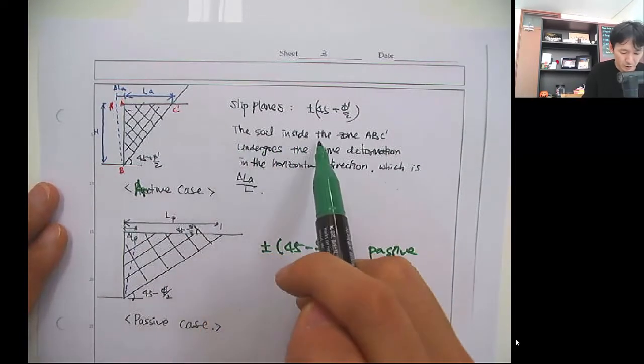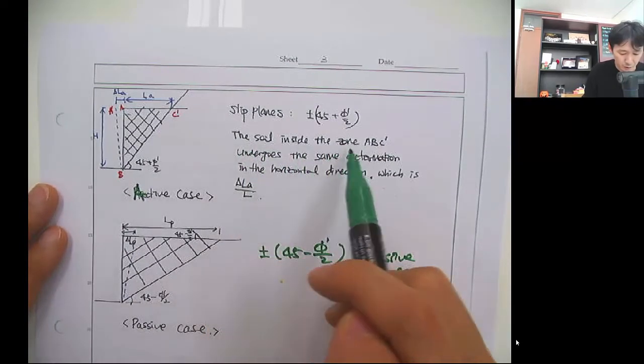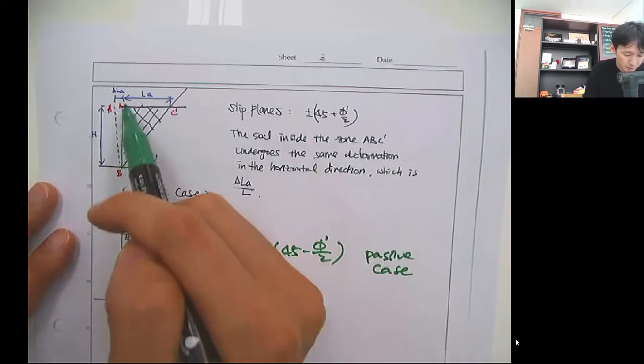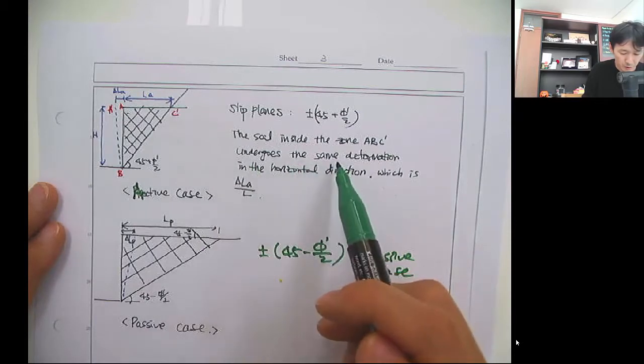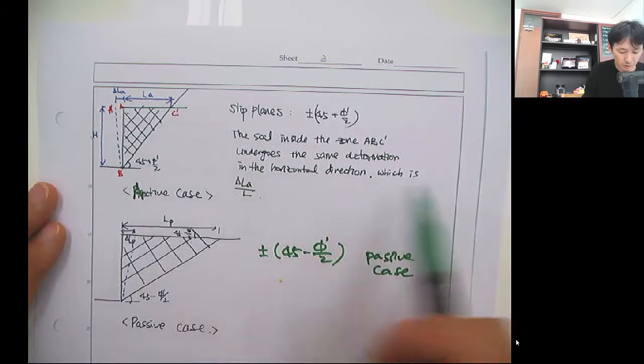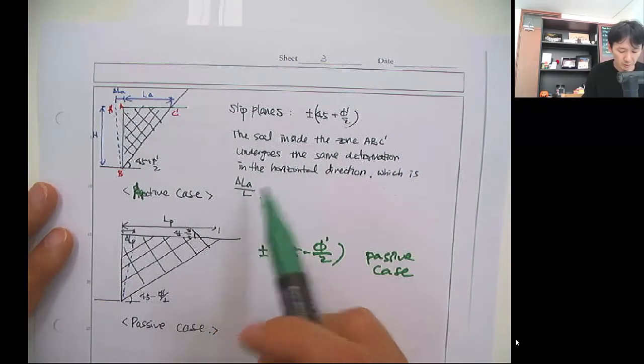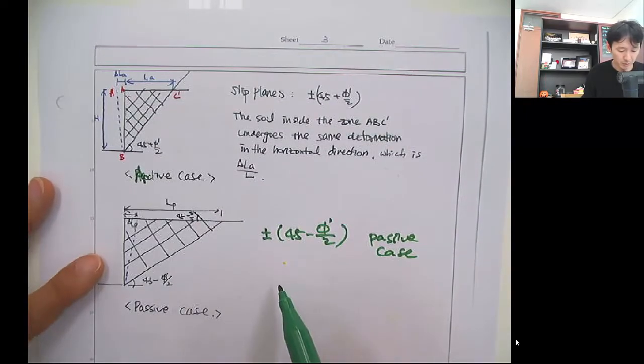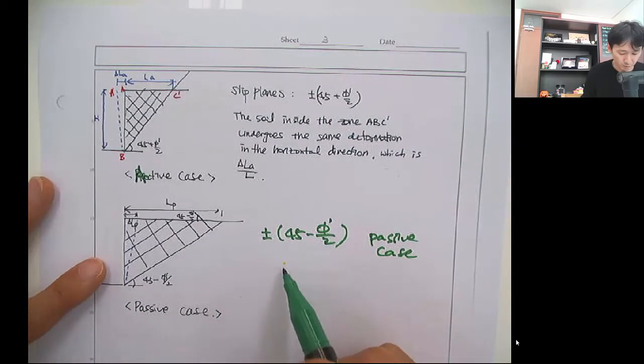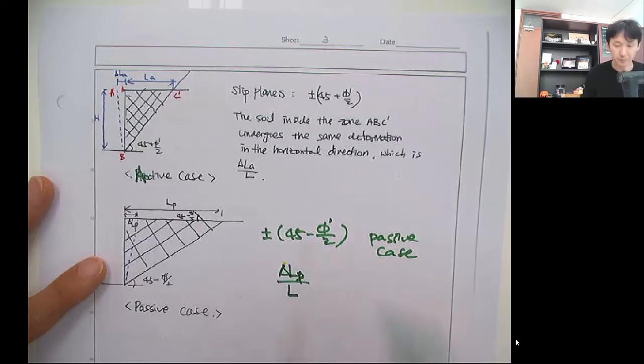So the soil inside zone A, B, C prime, in the active case, undergoes the same deformation in the horizontal direction, which is delta LA over L. And here in the passive case, it's going to be delta LP over L.